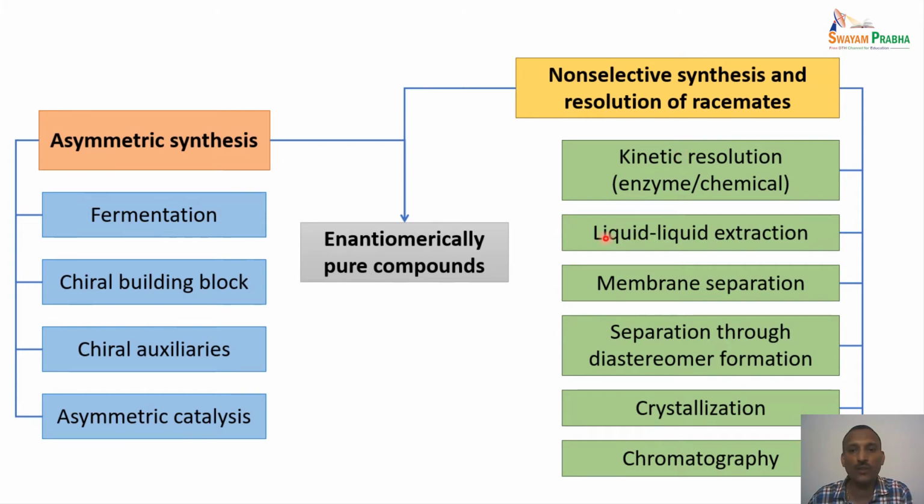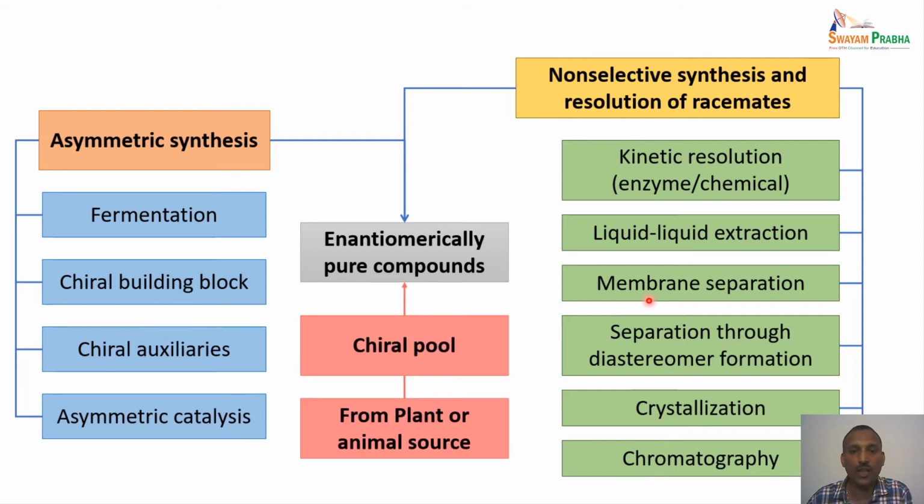There are also other methods called liquid-liquid extraction, membrane separation, separation through diastereomer formation, crystallization, and chromatography. Many of these are physical methods, so we will not be looking at them in this particular session. And there is also another type called chiral pool synthesis. The chiral pool is basically a set of starting materials from which an enantiomerically pure compound can be synthesized. We will also be looking at some examples in this session. These chiral pool compounds are generally obtained from plant or animal sources. That is, they are basically naturally obtained compounds.